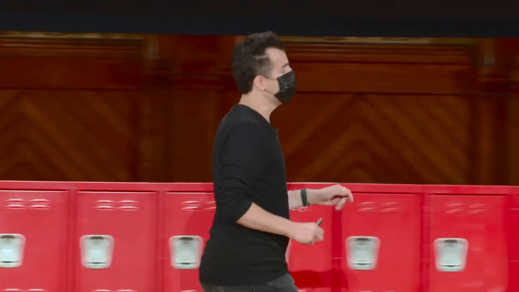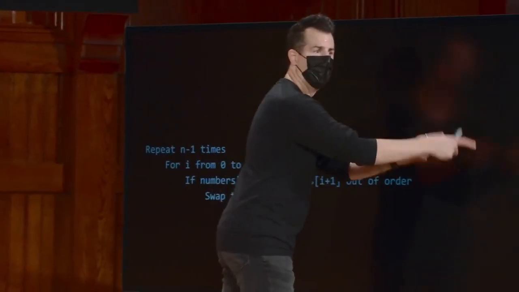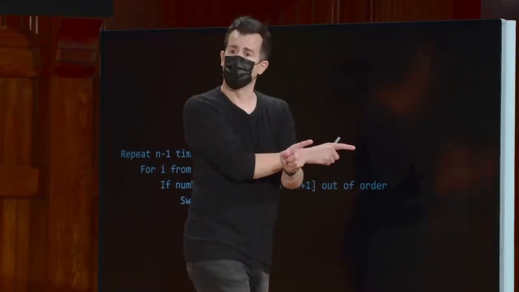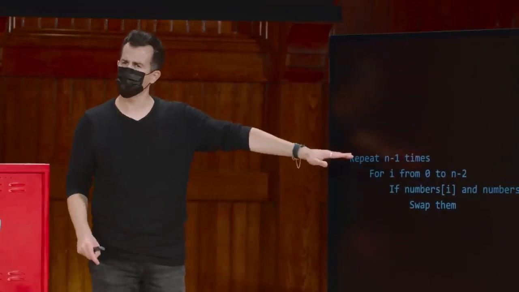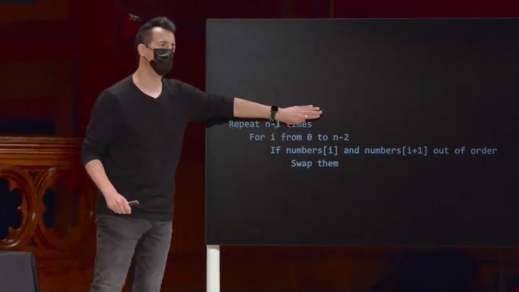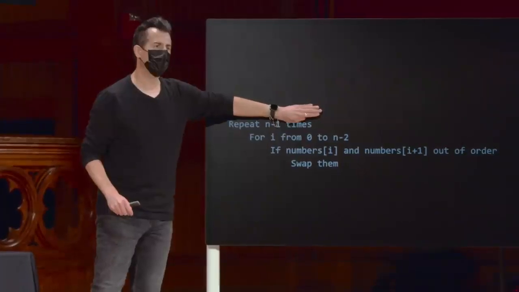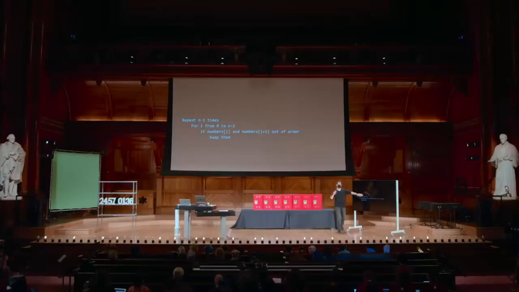So this pseudocode allows me to compare everyone again and again, and swap them if they're out of order. Why do I repeat the whole thing n minus 1 times? Why does it not suffice just to do this loop here? Think what happened with Celeste. Why do I repeat this whole thing n minus 1 times? Yeah, and back?